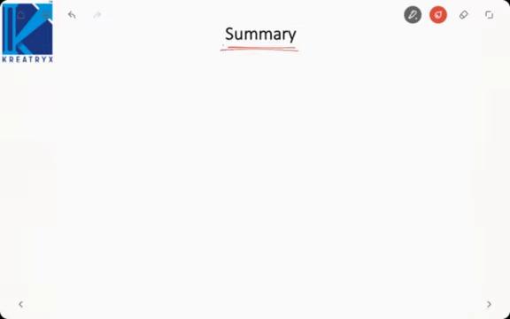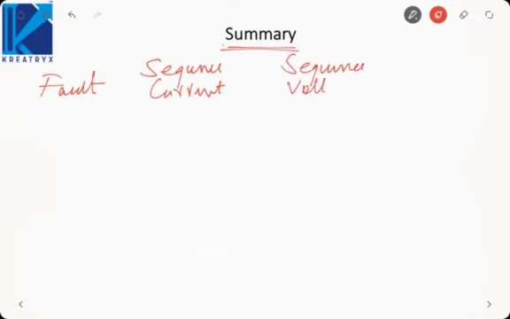So let us summarize what we have covered in the fault analysis. We have seen 4 types of fault. One is the symmetrical, and the 3 types of unsymmetrical faults. Then what are the currents? Then sequence voltage. Then let us say short circuit MVA.